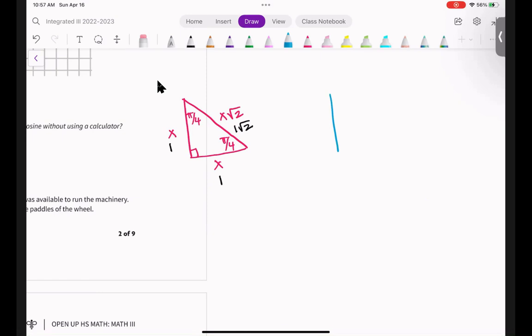The other one that is special is your 30, 60, 90, which we will label as pi over 6, pi over 3, and 90, or pi over 2. And then here, this is x, 2x, x root 3, and I'll label it again. This will be 1, this is 2, and this is just root 3. Remember, because we can scale it as big as we want. If you do not have these memorized, again, no problem, but it's going to make your life a lot easier.